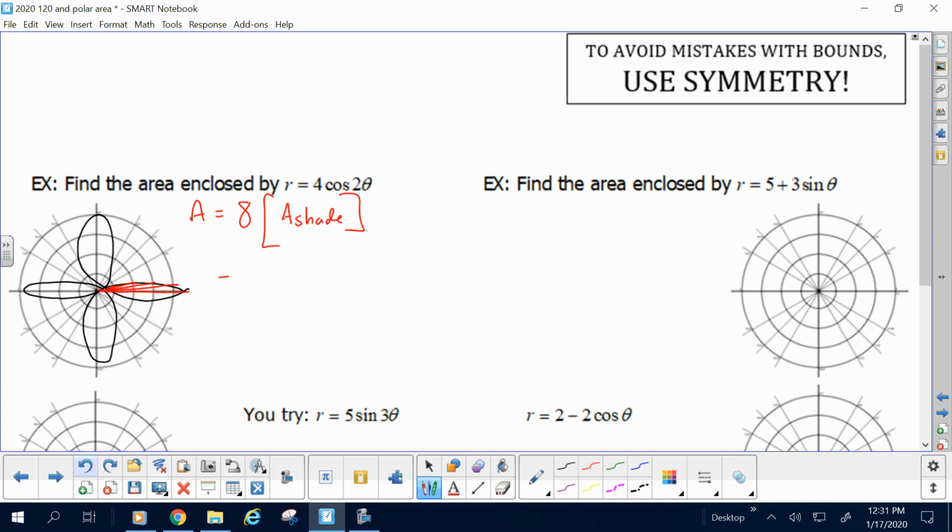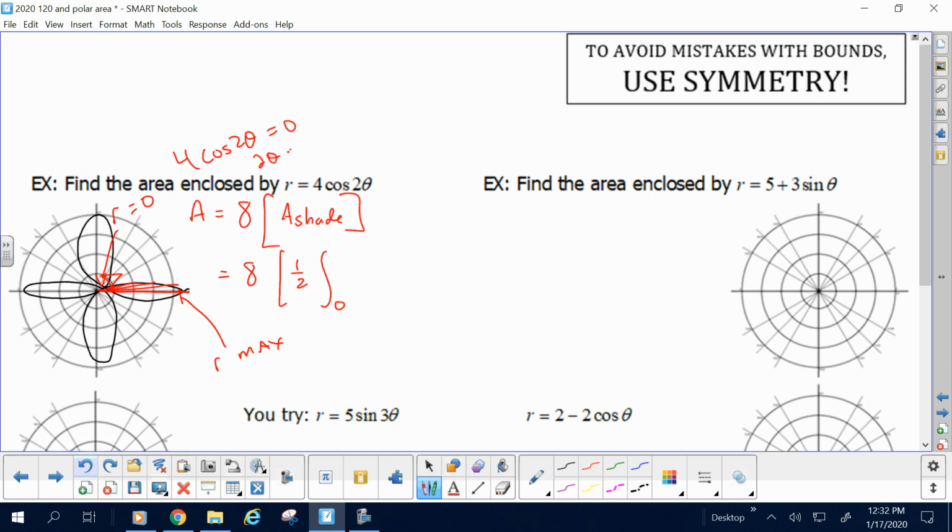Follow? Yeah. All right, now you need to find when r is at a max, that's the start of it, and when r is 0, that's the end of the region, when you're back to the origin. Well, what's the first angle when you're going as far as you can? It's 0. When is r 0? Well, here's r, 4 cosine of 2 theta. We want to know when it's 0.